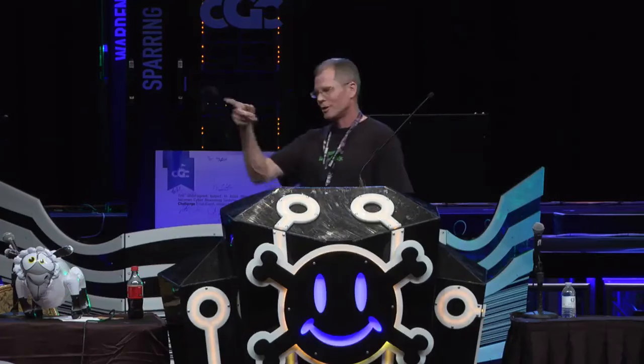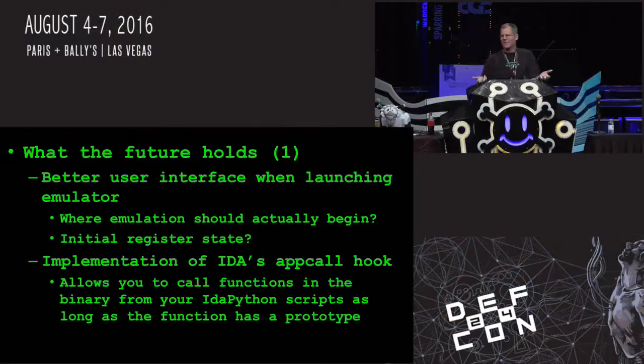Okay, so for the future, and very quickly, a better user interface when launching the emulator. It'd be nice to be able to specify some register state. Right now, I just take a guess. Where do you want to start your emulation? Do you want any registers to have particular values? So I'd like to have that done up. Some options for mapping into particular memory regions or loading other regions. If you're familiar with IDA and debuggers, there's a very useful interface called appcall that actually lets you incorporate functions or call them almost natively from IDA Python.